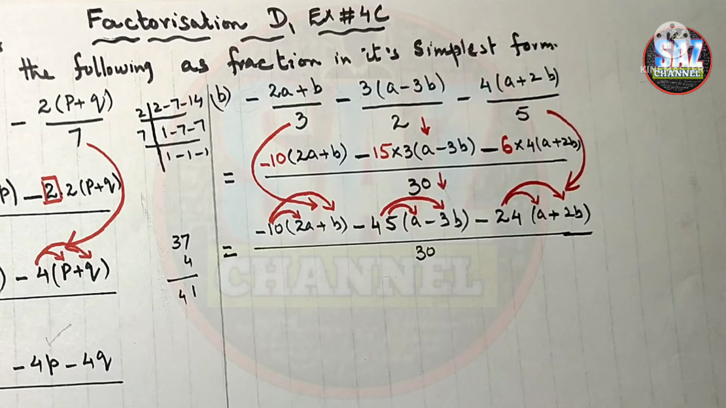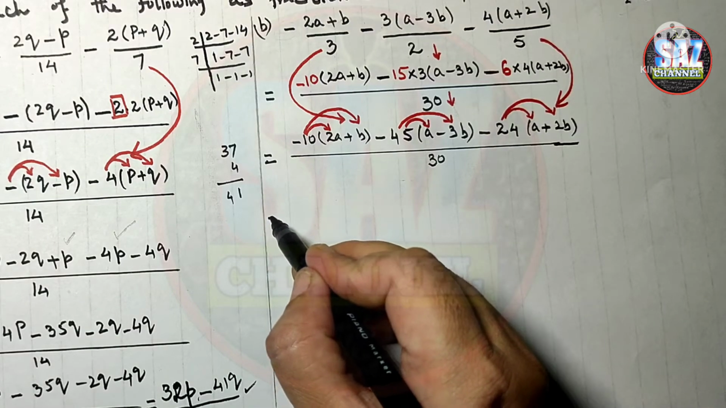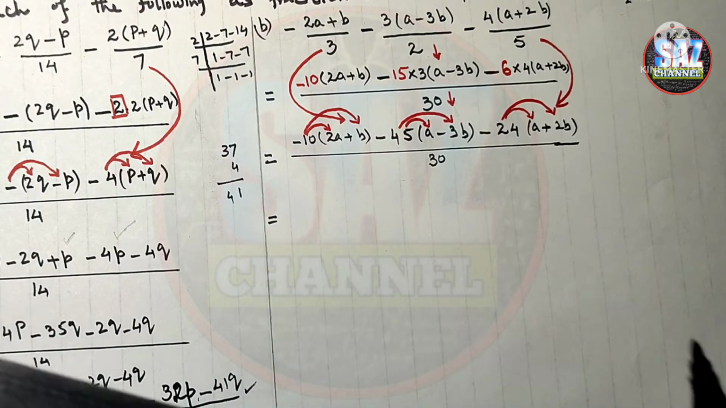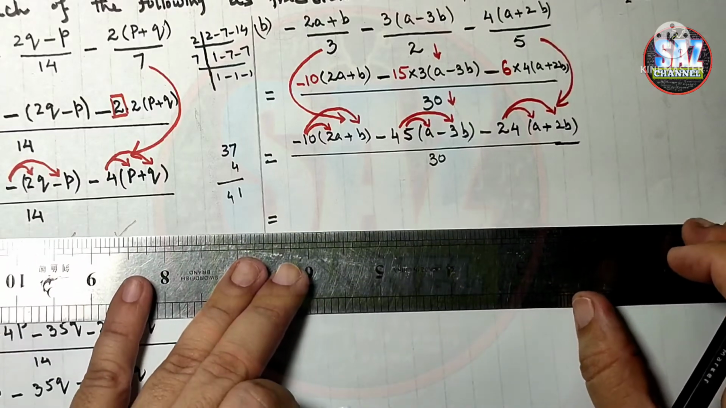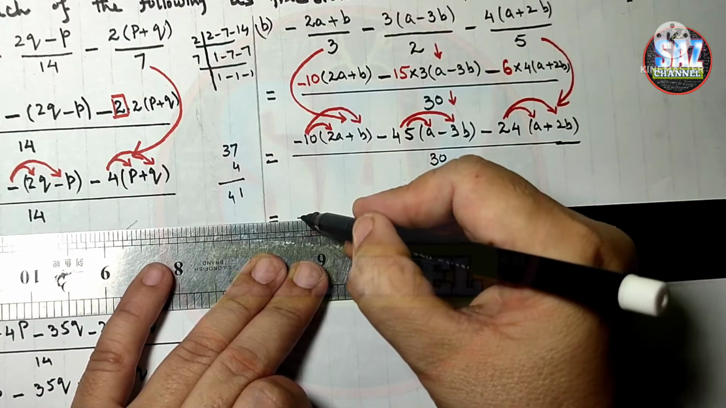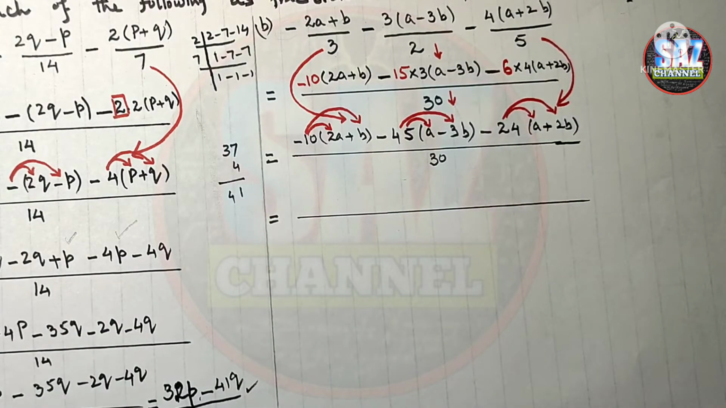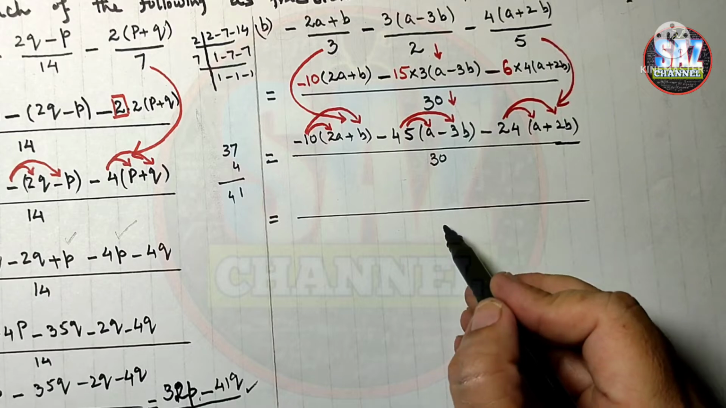Okay, now, what we have to do is that we have to open the brackets carefully. Be careful, tables have to be really strong. Tables have to be really good and strong, so that you can secure good marks in these questions, and they are also one of the important questions of your O-level examination.